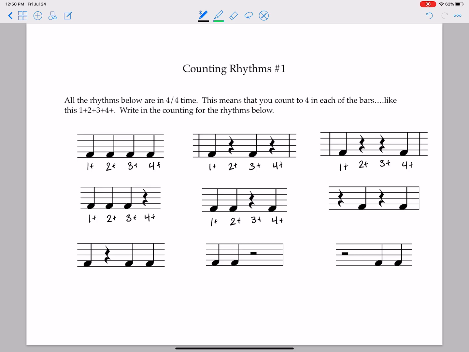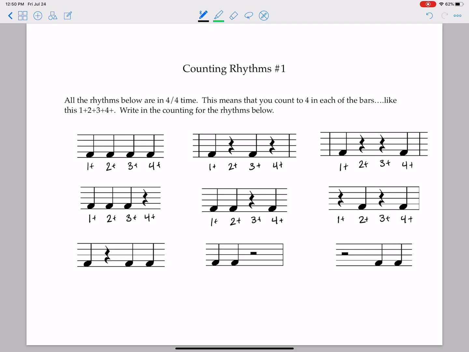Our next one has quarter rests and quarter notes as well. This time we're starting with a rest. So the rest gets 1 and, then we have a quarter note, that's 2 and, quarter rest, 3 and, quarter note, 4 and. There we go.